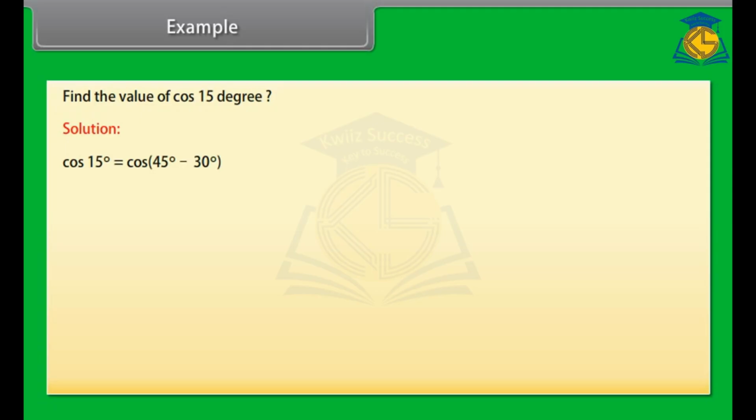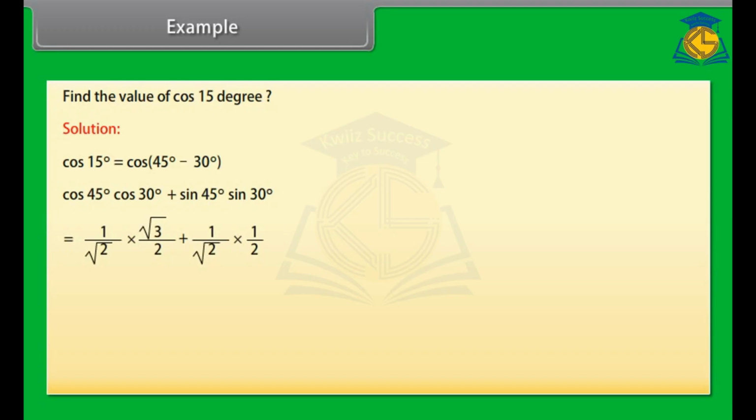That is equal to cos 45 degree into cos 30 degree plus sin 45 degree into sin 30 degree, which is equal to 1 by √2 into √3 by 2 plus 1 by √2 into 1 by 2, which is equal to 1 by 2√2 into (√3 plus 1).